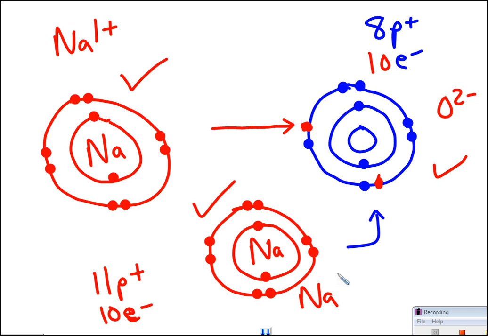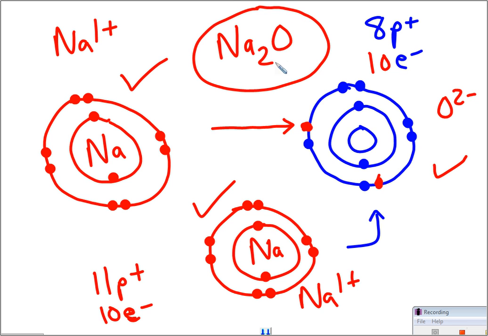So everybody's happy. So what's the formula it takes to make everybody happy? It is Na, and we have 2 sodiums. It takes 2 sodiums to make 1 oxygen happy. And our formula for this compound will be Na2O. 2 sodiums combined with 1 oxygen.